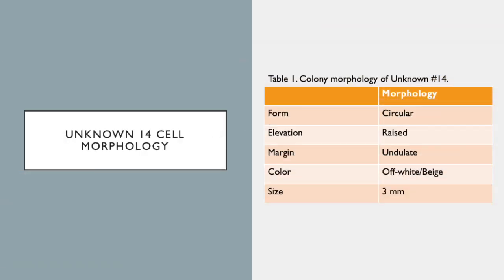First, we examined the colony morphology itself, and we found that the bacteria were circular in form, with a raised elevation, undulate margins, and they appeared slightly off-white or beige. The colonies themselves were around 3 millimeters in diameter.